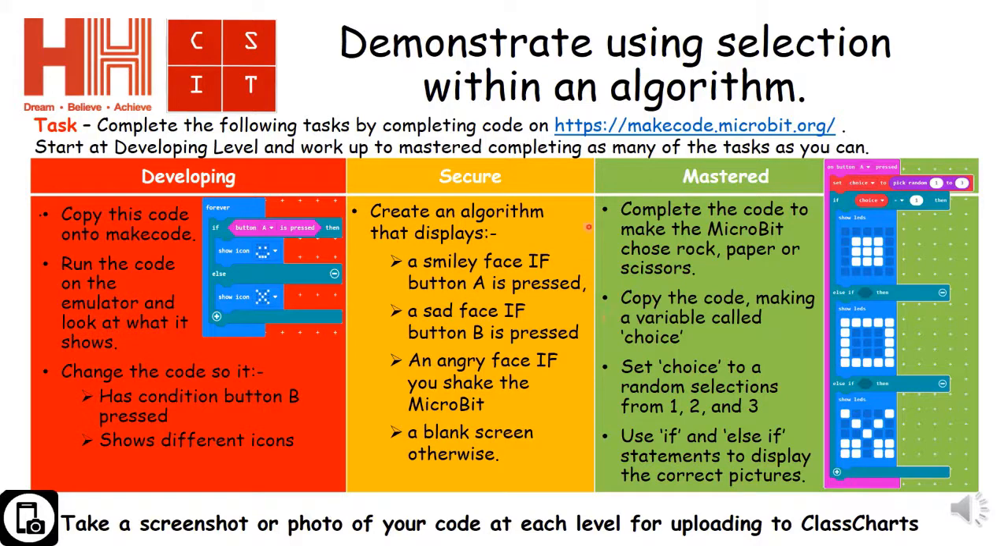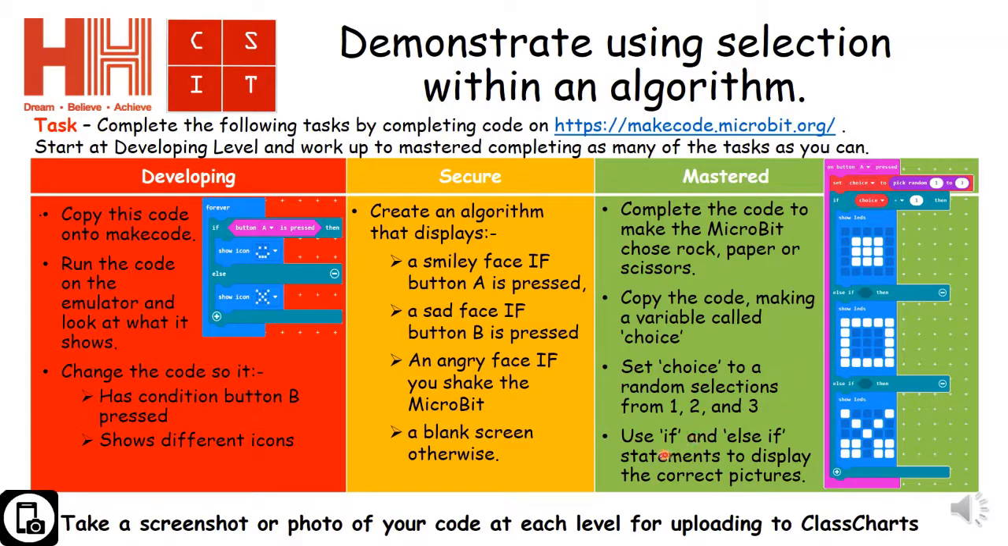Finally, for mastered, the task is to complete this code displayed on the right. Now, this code is for the game Rock, Paper, Scissors. You must copy it as it is, but then complete it. So the first thing will be to make a variable called choice. You can see the choice in the code there. Choice must be set to a random selection of either 1, 2 or 3. And you can do that using our pick random code there.